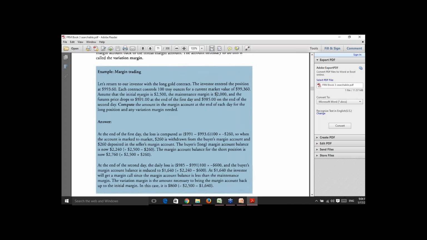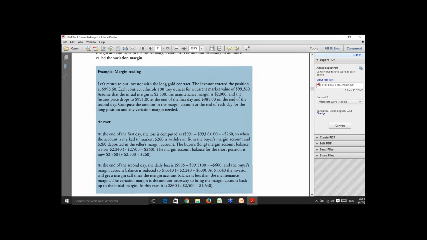And if the future price drops to 991 at the end of first day and 985 on the end of the second day, compute the amount in the margin account at each day for the long position and any variation margin needed. So in a nutshell, we will say that the price of the gold was around $993 for an ounce.